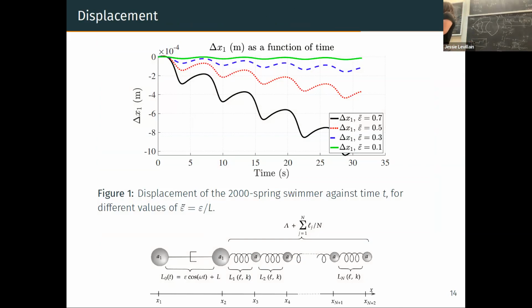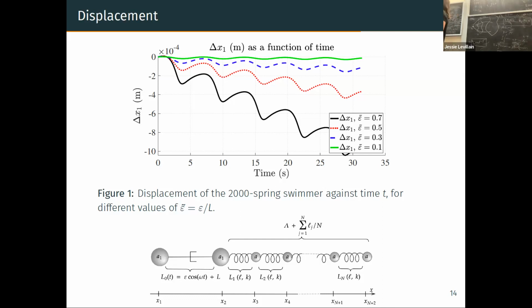So here you can first see the displacement of the discrete swimmer for a large number of springs, 2000, for various values of epsilon tilde. Epsilon tilde is actually the percentage of movement we allow for the active arm. So we see that the more the active arm can move, the bigger the displacement.